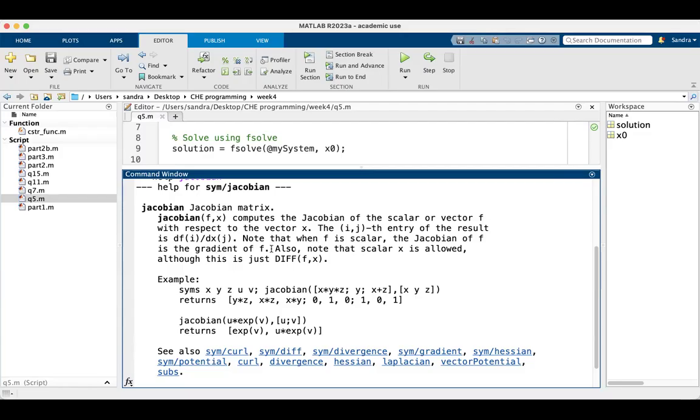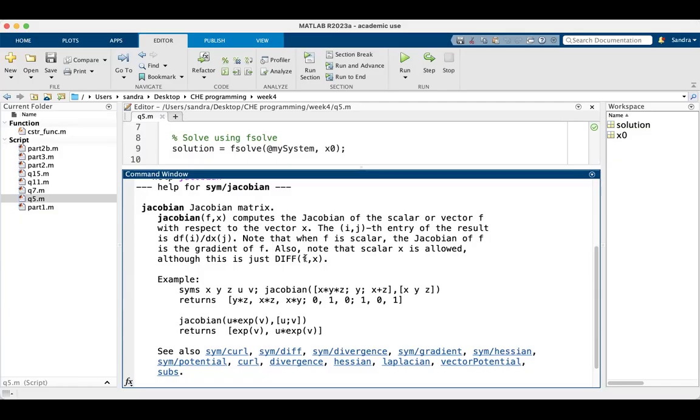Now also note that a scalar x is allowed. A scalar x means x only has one value, so your whole equation is made up of just one variable. In that case, you're directly doing a differentiation, so it's no more a partial differentiation. And for doing that, you already have an inbuilt MATLAB function, which is named DIFF.